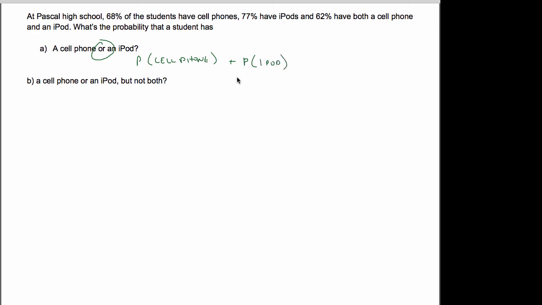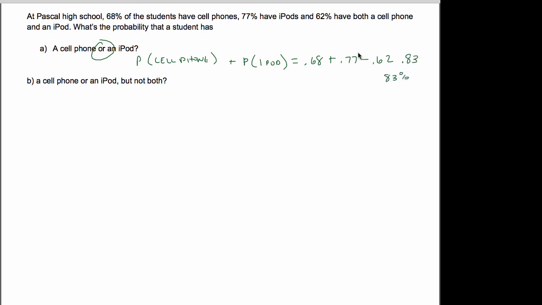So let's look at what we're thinking about here. If I'm looking at probability of cell phone and the probability of an iPod, we're looking at 0.68 plus 0.77. And we're in trouble because what does that mean? Well, that would mean we have more than 100% of the kids represented. But we have to subtract the fact that some people have both of them. So 62% of them have both a cell phone and an iPod. So we have to subtract 0.62. When we do that, we get 0.83, which is 83%.